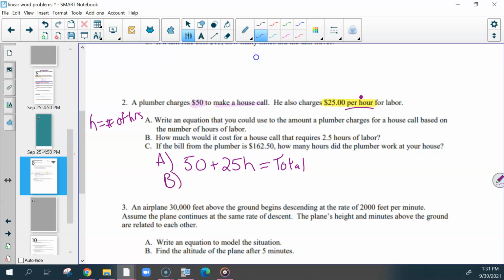For part B, it tells us that, let's say this required 2.5 hours. So we would put in 2.5 and figure out what that would be. So this should be 112.50.